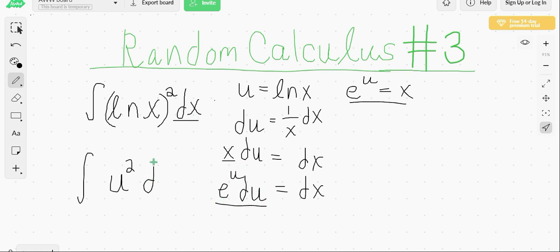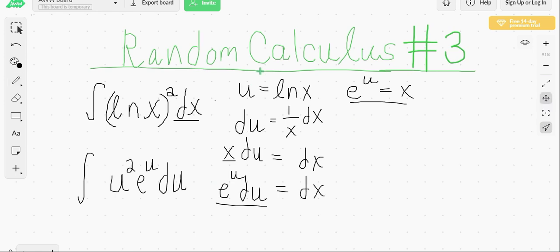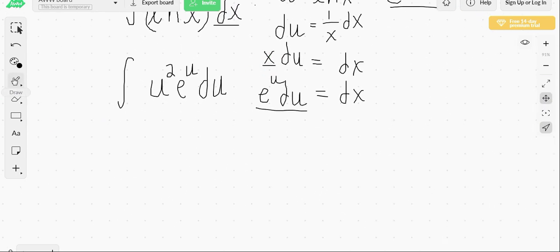Let's write that here. I forgot my e to the u. Whoops. e to the u du. Alright, I'm going to pan out a little bit. Now below, we want to calculate this integral, which is actually a fairly easy integral.